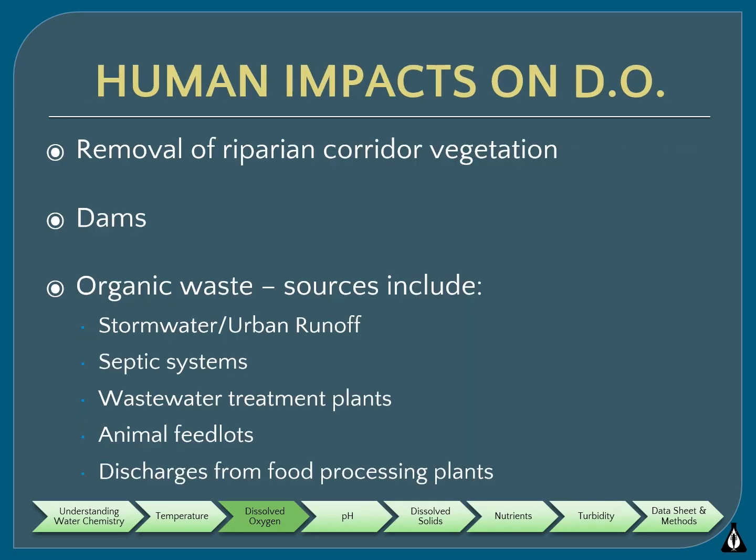Humans can also influence the amount of dissolved oxygen that's in the stream. Firstly, the removal of the riparian corridor. That's going to affect the water temperature as more sunlight is available on the stream. So that's going to increase the temperature, which in that case would decrease the amount of dissolved oxygen that's able to be withstood within the stream.